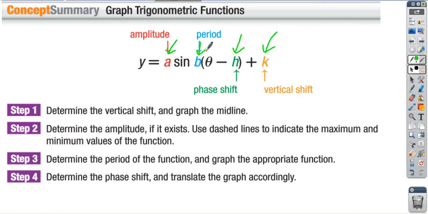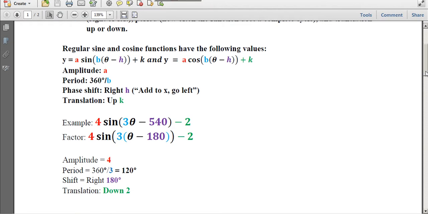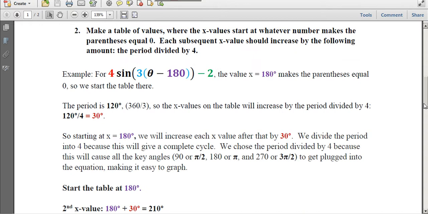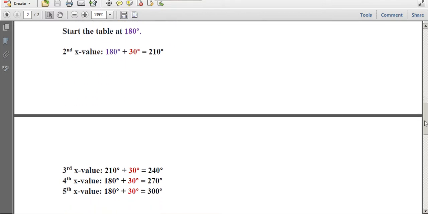So they give you a bunch of steps here. I have this sheet that kind of goes through the steps. And you don't necessarily have to do step 1. It just kind of tells you a basic way to set it up. But then I'll explain, this is the important part, making a table of values, and we always start our table of values at whatever number makes the parentheses, the thing right next to sine, where it says sine of 3(theta minus 180), equal 0. What would make theta minus 180 equal 0? 180 would make it 0, so we would start our table at 180 like it says there.